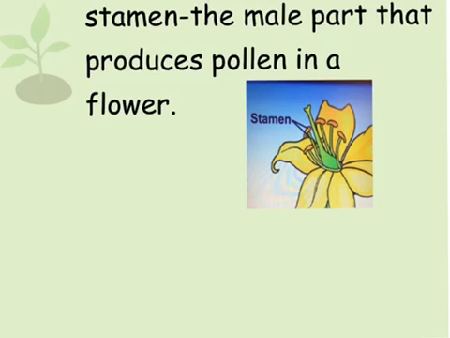The next word is stamen. Stamen is the male part that produces pollen in a flower. And if you take a look on our diagram here, this is the part that I have labeled the stamen, which is these parts over here as well. So go ahead and make sure you draw a little diagram of the stamen with the orange tops and the green little areas here. Those are the stamen.